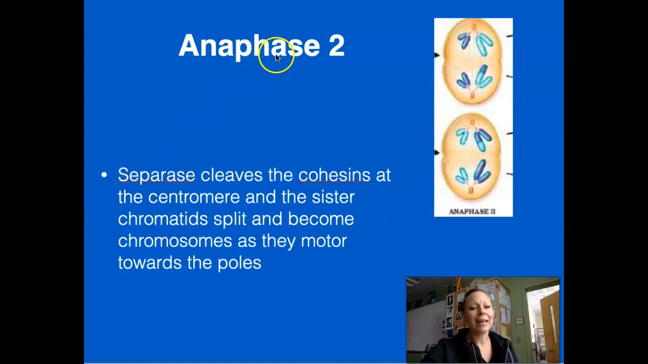And here during anaphase 2, the separase is going to cleave the cohesins at the centromere, and the sister chromatids are going to split. Now they become independent chromosomes as they motor towards the poles. And this is anaphase 2. We are almost done.